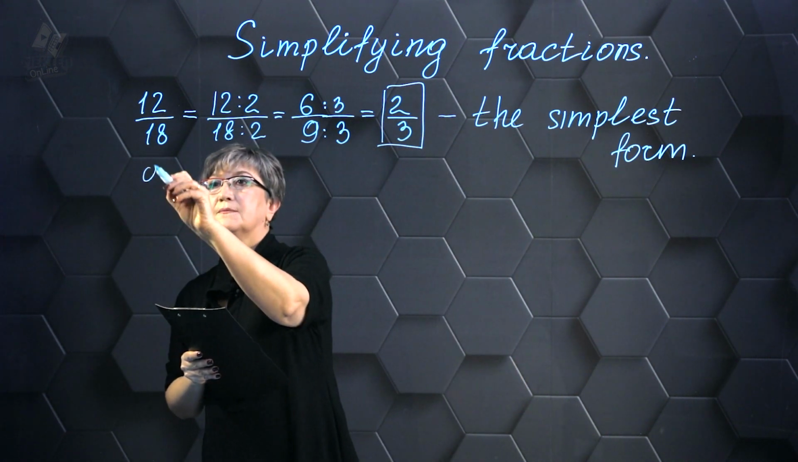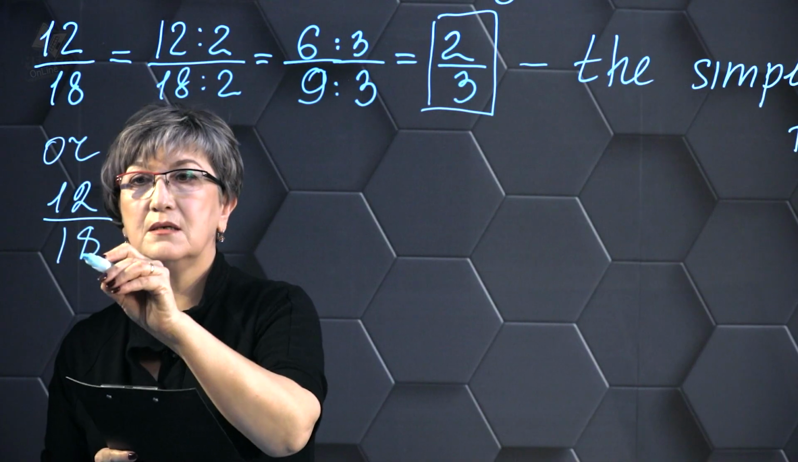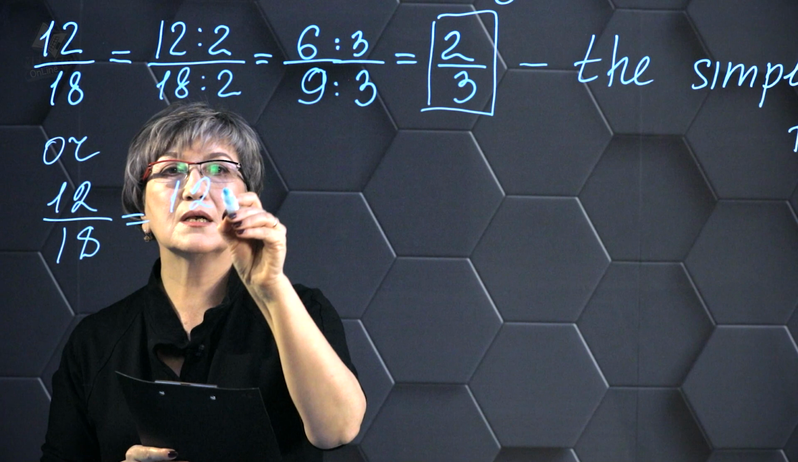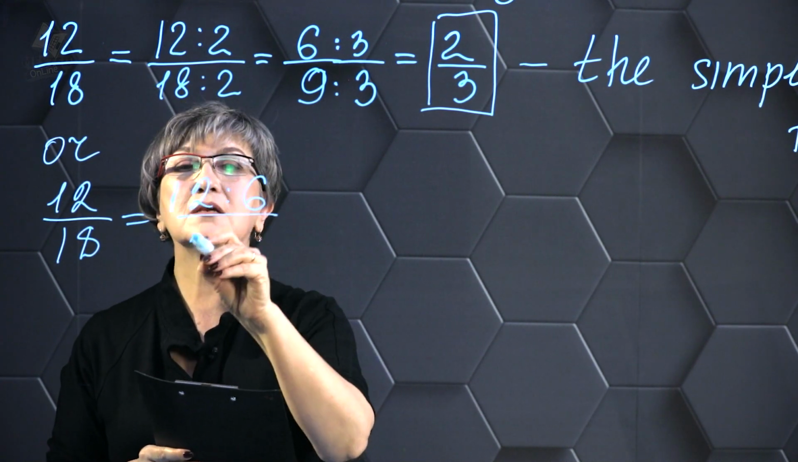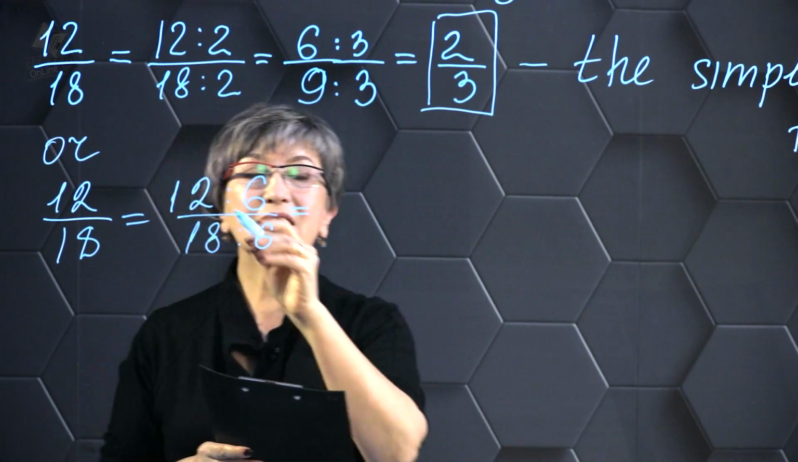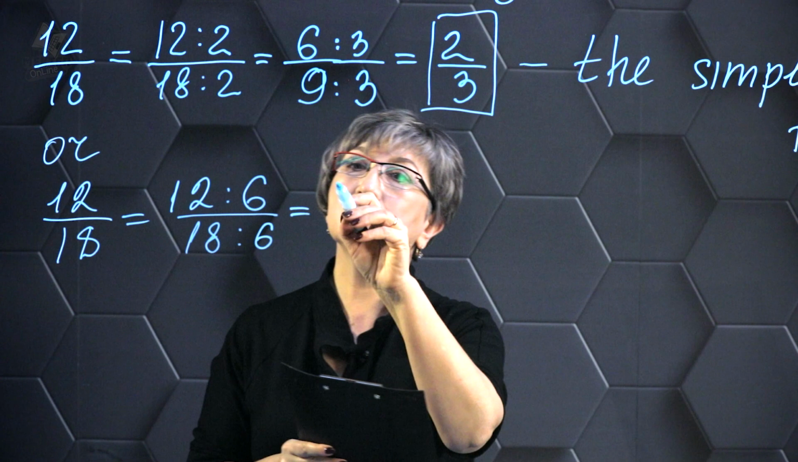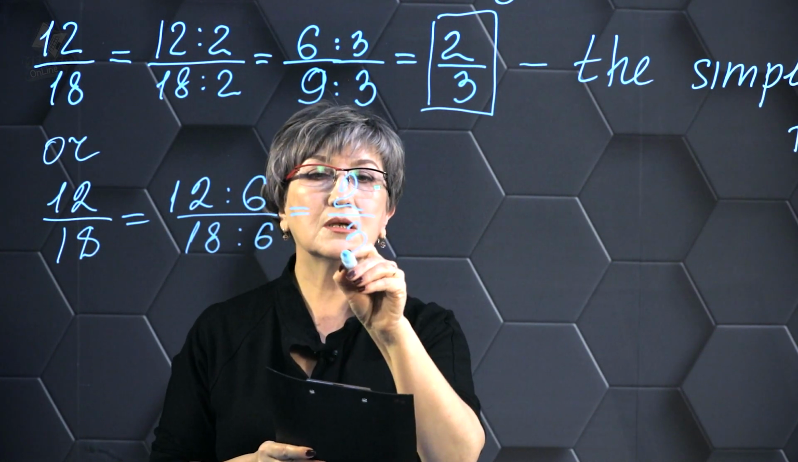That is, I can immediately reduce 12/18 by 6. 12 can be divided evenly by 6, and 18 can also be evenly divided by 6. If I divide 12 by 6, I will get 2. 18 divided by 6 will be 3.